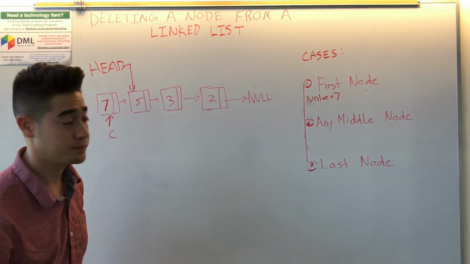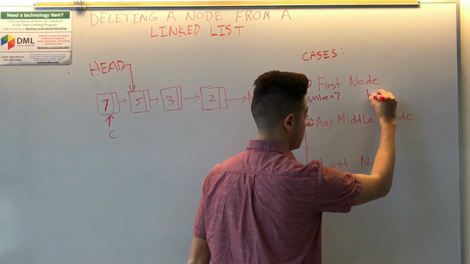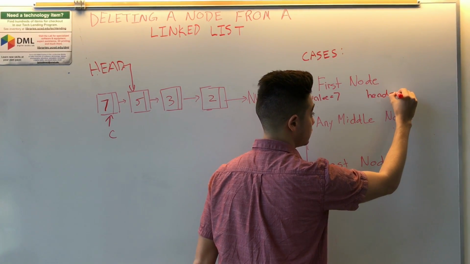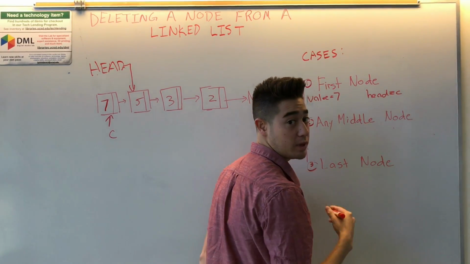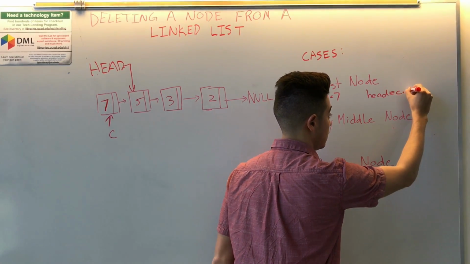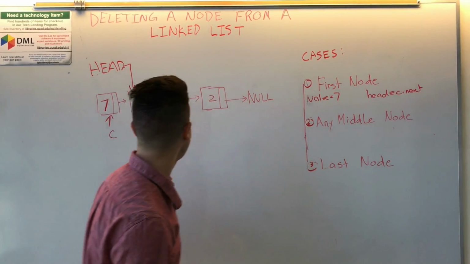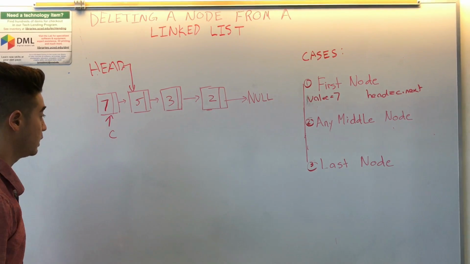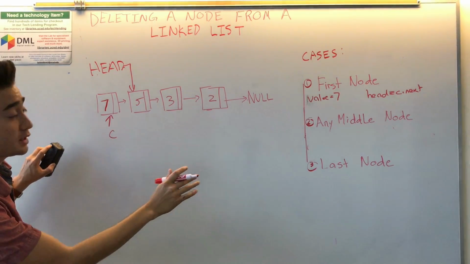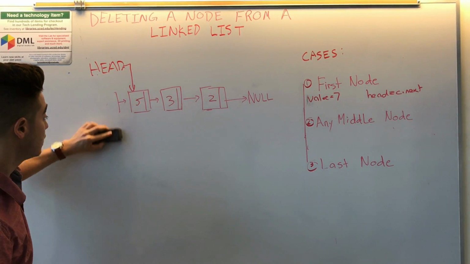Programmatically, how we do this is we set head no longer equal to C, but equal to C.next, representing the node following C in our linked list. Now note, there are no elements in our linked list pointing to the node with value 7, so it is deleted.